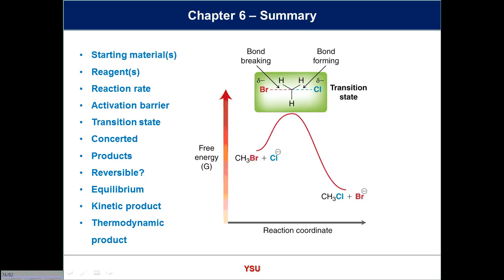We did mention kinetic products versus thermodynamic products. A lot more to come on that. Typically, you're looking for either the faster formed product or you're looking for the more stable product. And that will lead into something called major and minor. When you've got two or three or four products formed, which one do you get the most of? Those ideas come from these pictures.